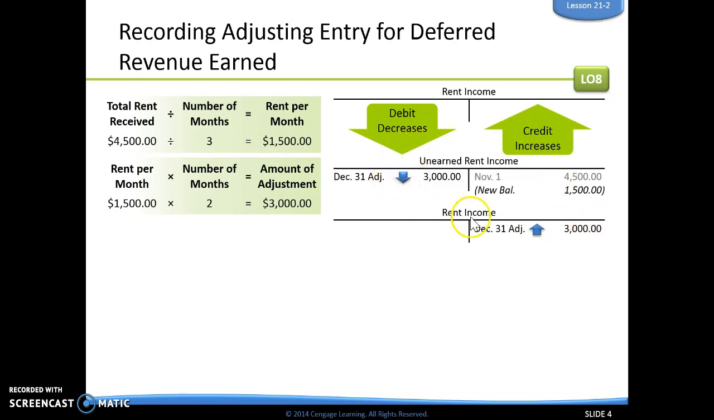So when we look at this unearned rent income, notice our new balance after that adjustment will be $1,500. So that means that we've been paid for 1 month of rent that we haven't actually used yet. Okay? Then our rent income, we got 2 months of rent, so that would be $3,000.